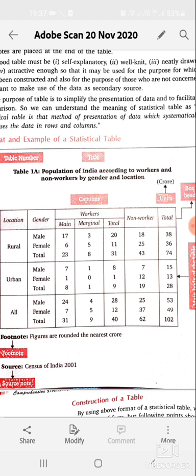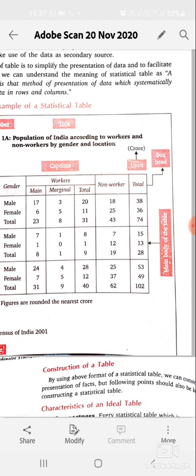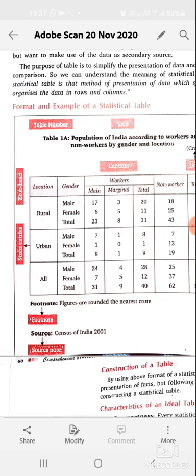Then you can see the footnotes. Figures are rounded to the nearest crores, which means the figures are rounded. So these are the different parts. Again you can see the units, box head, subhead, and then sub entries, and these are the main parts of the statistical table.